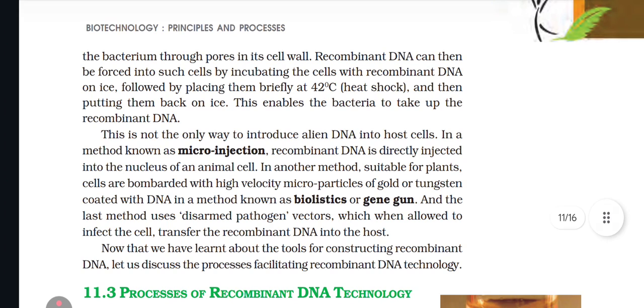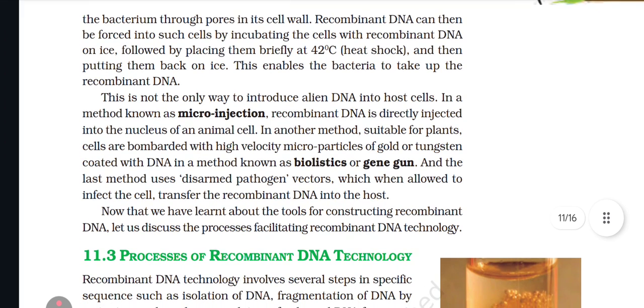This is not the only way to introduce alien DNA into host cells. In a method known as microinjection, recombinant DNA is directly injected into the nucleus of an animal cell. In another method, suitable for plant cells, cells are bombarded with high velocity microparticles of gold or tungsten coated with DNA, in a method known as biolistics or gene gun. And the last method uses disarmed pathogen vectors, which, when allowed to infect the cells, transfer the recombinant DNA into the host. Now that we have learned about the tools for constructing recombinant DNA, let us discuss the process facilitating the recombinant DNA technology.